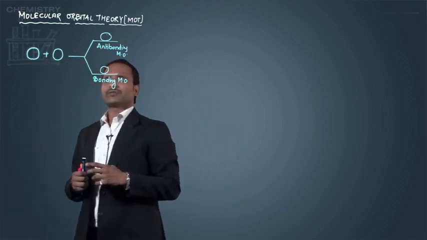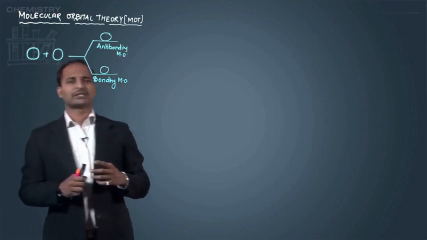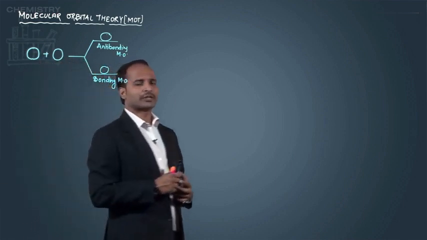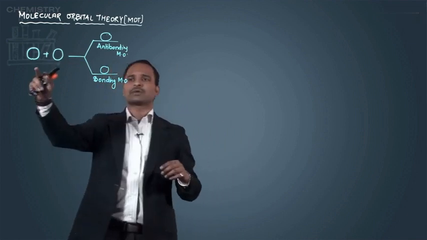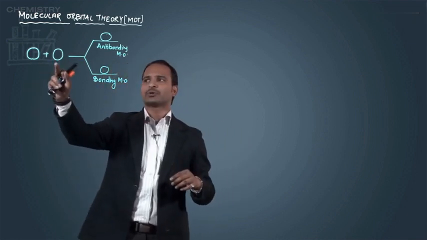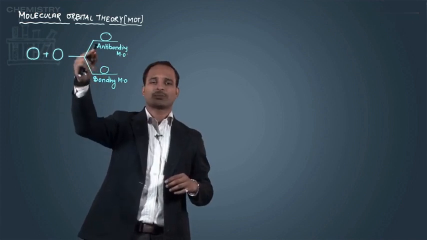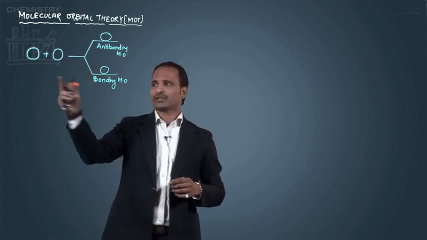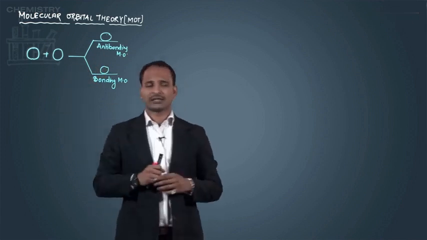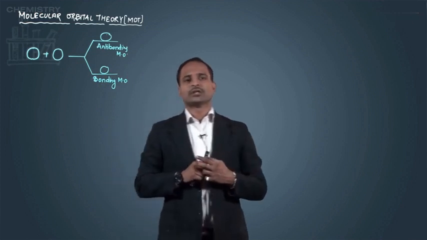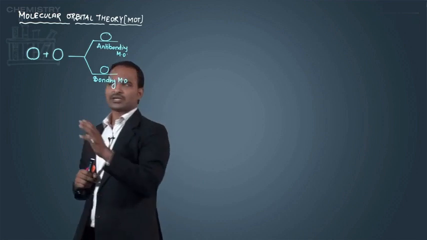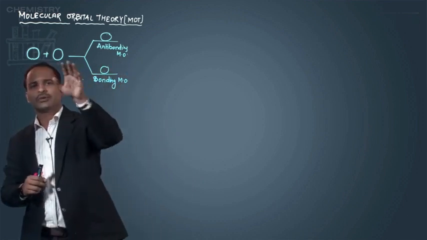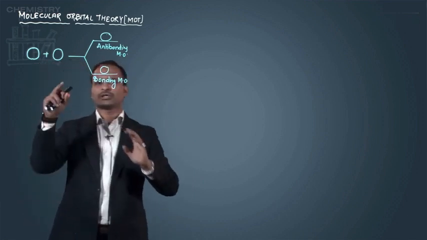Now, as the electron filling takes place in an atomic orbital, in the same way the electron filling takes place in a molecular orbital. Initially the electrons were present in an atomic orbital, but when this atomic orbital is converted into a molecular orbital, the electrons get transferred to the molecular orbital, and the filling of electrons in a molecular orbital is exactly like the electrons transferred to the atomic orbital.